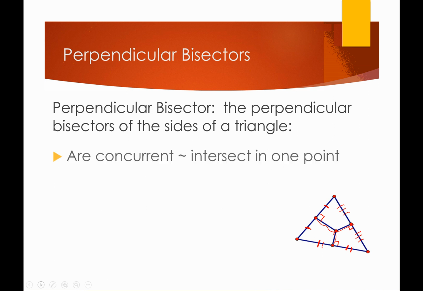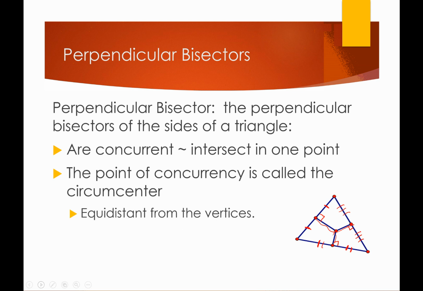Now the characteristic of the perpendicular bisectors is that they are concurrent. They intersect in this one point right here, and that point is called a circumcenter. Okay, and it is equidistant from the vertices. So here are my vertices of my triangle. I'm going to do this in a different color so that it makes it a little easier to see. Okay, here, here, and here, those are all equidistant, or those are all congruent to each other.